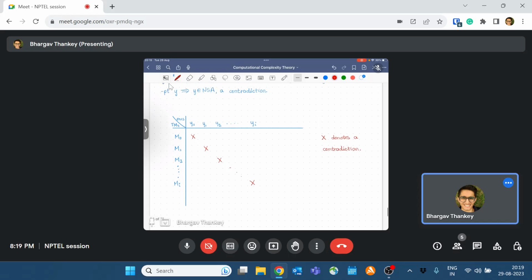Okay, so we have done a table again. Over here I have all the Turing machines. Over here I have all the encodings. Now, if you look at the proof, what is the proof showing?